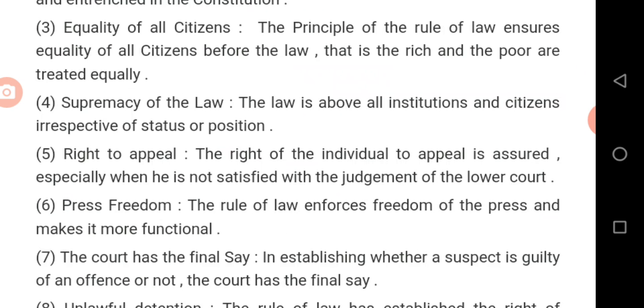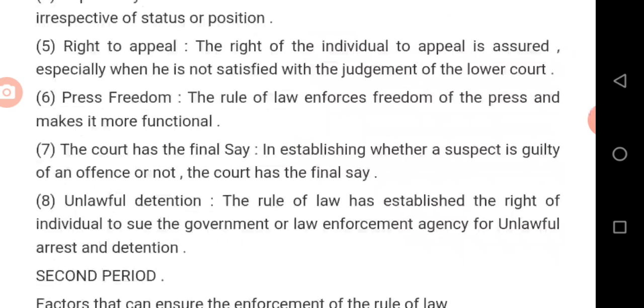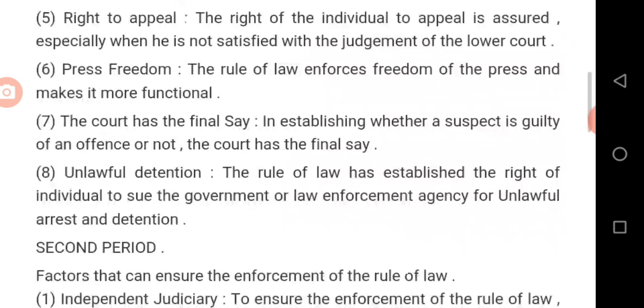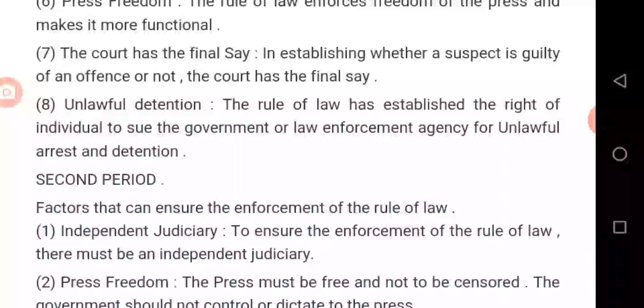5. Right to appeal. The right of the individual to appeal is assured, especially when he is not satisfied with the judgment of the law court. 6. Press freedom. The rule of law enforces freedom of the press and makes it more functional. 7. The court has the final say. In establishing whether a suspect is guilty of an offense or not, the court has the final say. 8. Unlawful detention. The rule of law has established the right of individual to sue the government or law enforcement agency for unlawful arrest and detention.